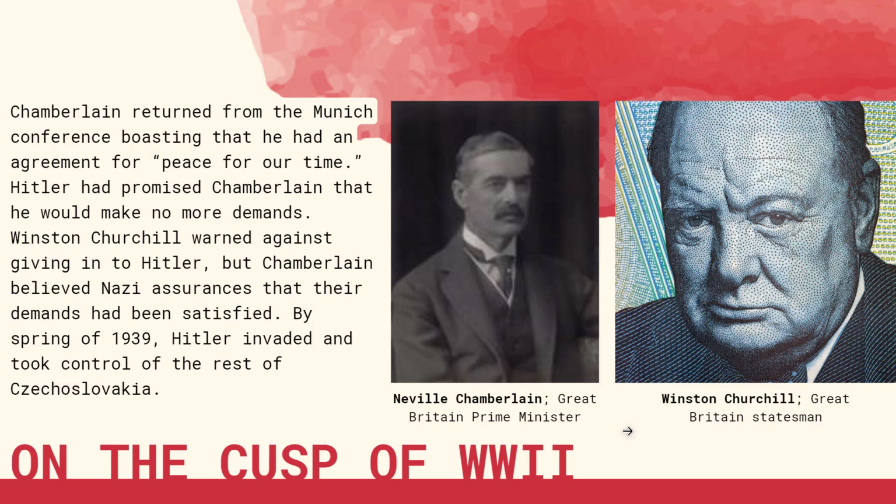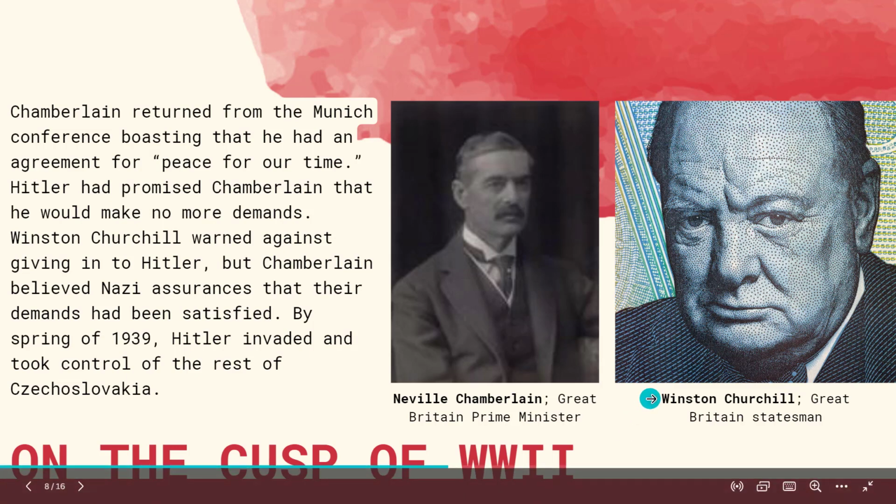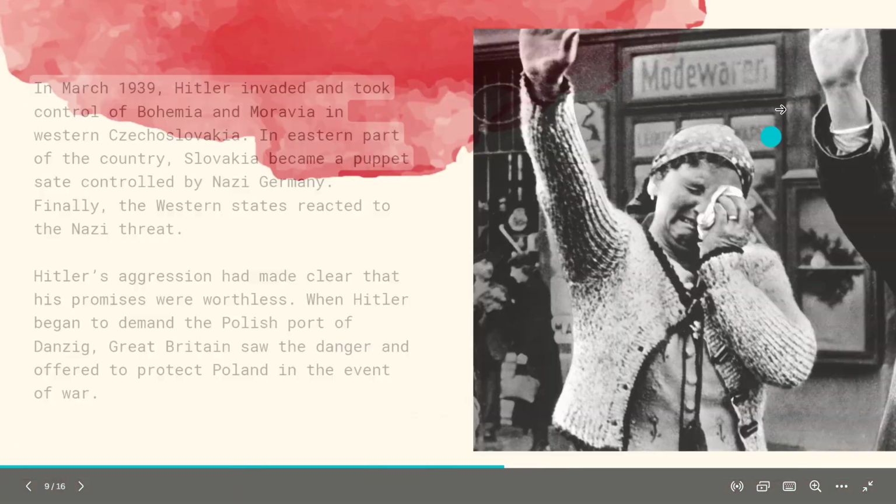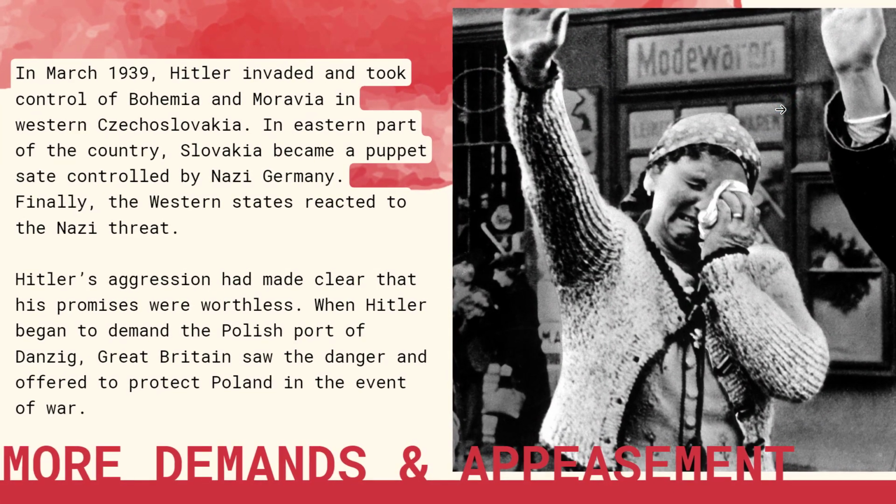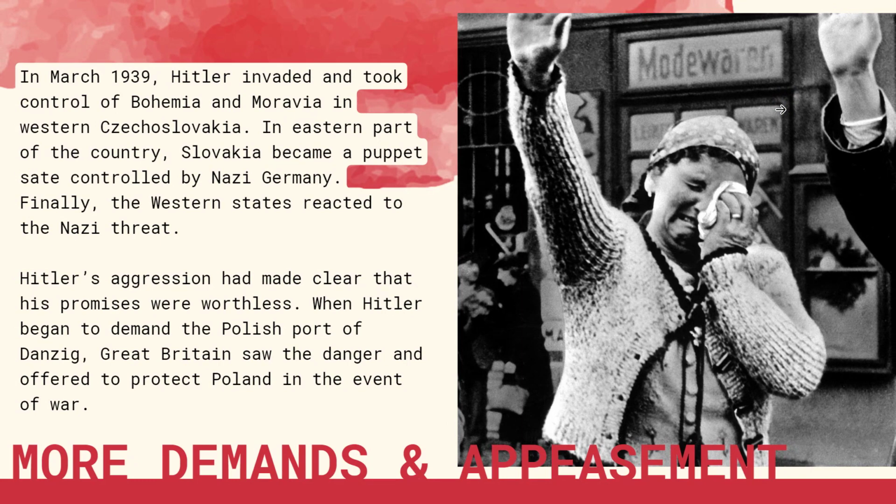By 1939, Hitler started to move his troops into parts of Czechoslovakia. Okay. So by 1939, Hitler invaded and took control of the western part of Czechoslovakia, and even the eastern part, which was Slovakia, became a puppet, or state-controlled area, of Nazi Germany.